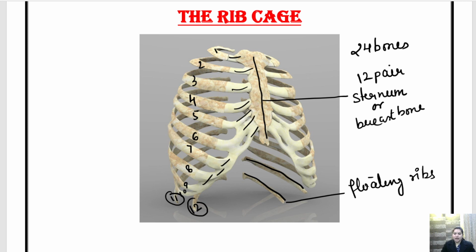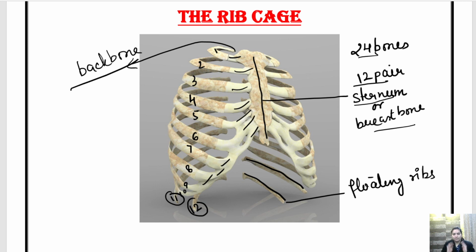Clear? So we have altogether 12 pairs of bones in the rib cage. It is in the form of a cage. That is why it is called a rib cage, children. So overall we have 24 bones. The center through which the 10 pairs of bones are attached is called the sternum or breastbone. At the back, it is attached with the backbone.